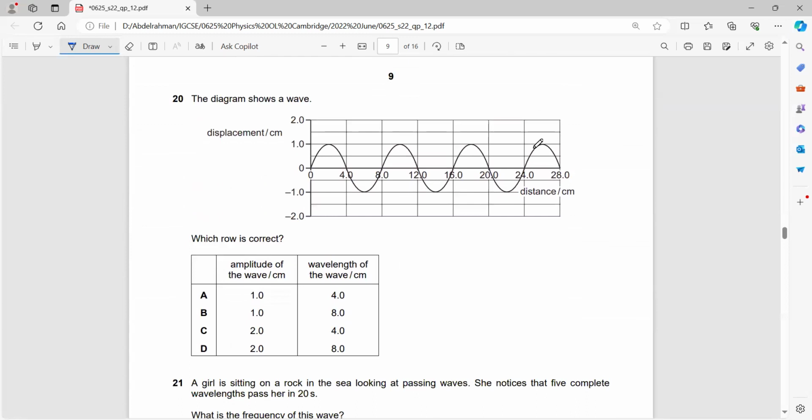The diagram shows a wave. Which row is correct? The amplitude is 1 and the wavelength is 8. Yes.